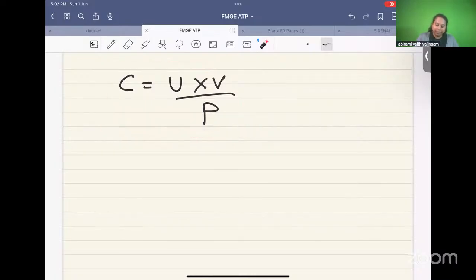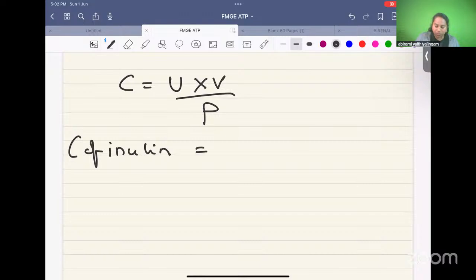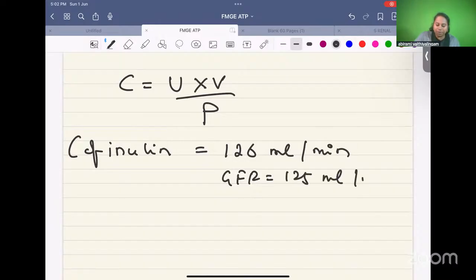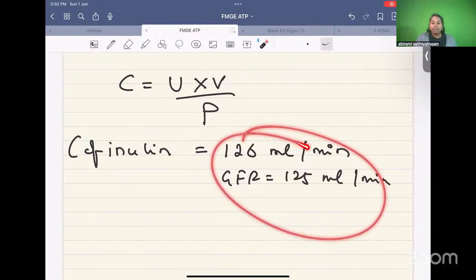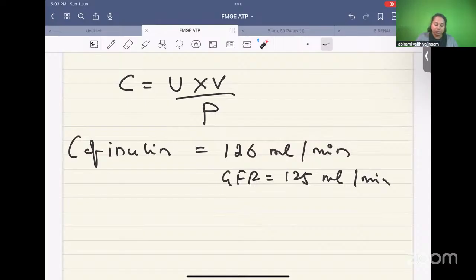When you use any dye to measure clearance, if I use inulin, the clearance of inulin is equal to 125 ml per minute. What is the normal GFR? How much is the normal GFR? Normal GFR is 125 ml per minute. See, both are the same. So whenever I measure the clearance of inulin, it is giving me the GFR value. So clearance of inulin can be used to measure GFR.